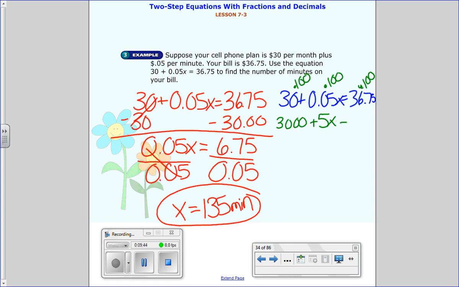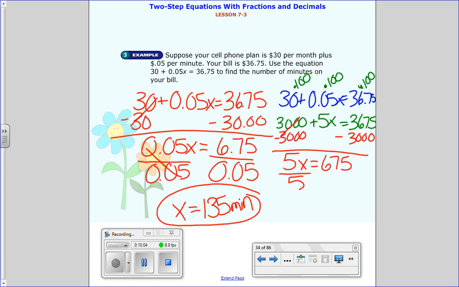And that's going to equal 36.75, because again, it's multiplied by 100. And all this does is take away those decimals. So if you don't like dealing with decimals, you can get rid of them in this way. And I end up with 5x is equal to 675. Well, again, you divide by 5, and you end up with 135 minutes. So you can choose which way you prefer to solve them, if you just want to deal with decimals or if you want to get rid of them. Either way, as you see, you get the same answer.